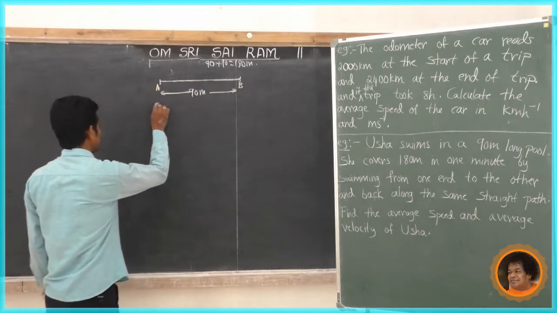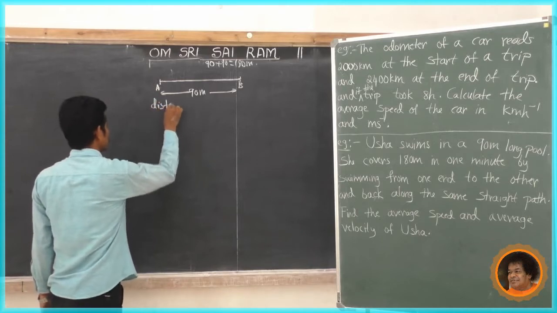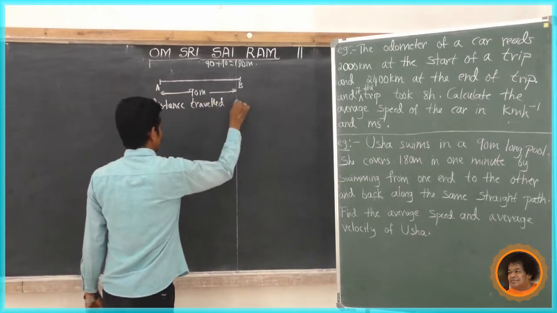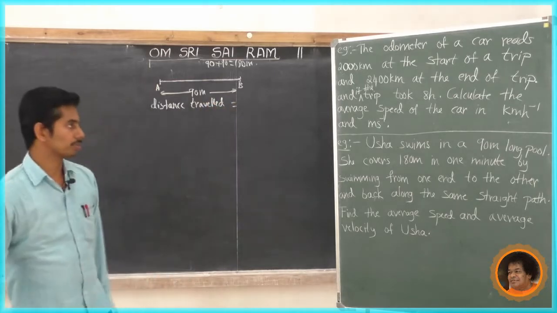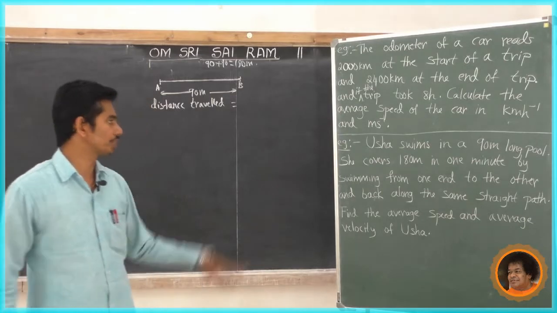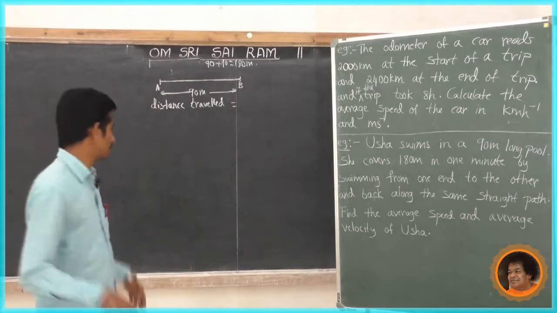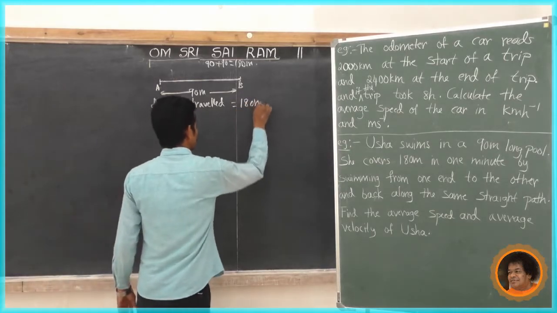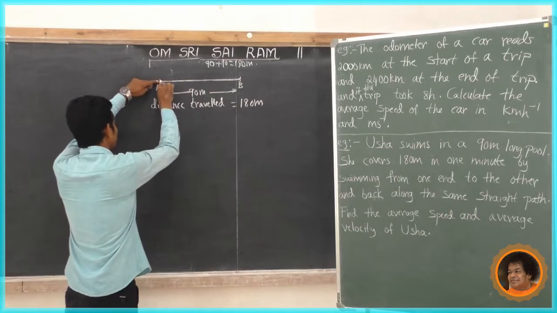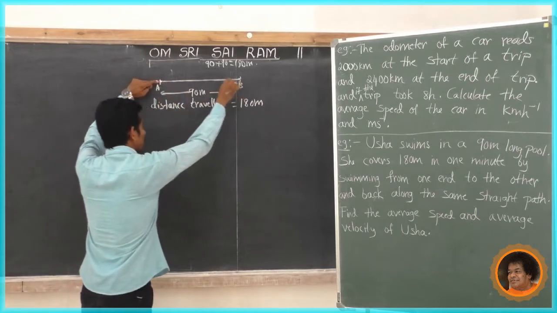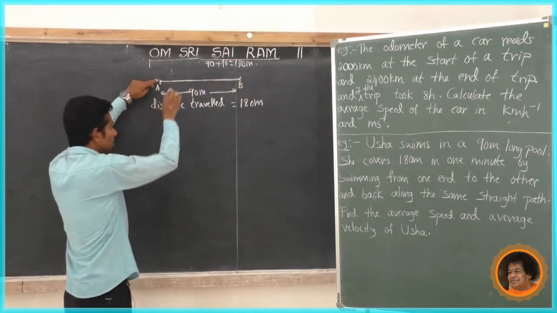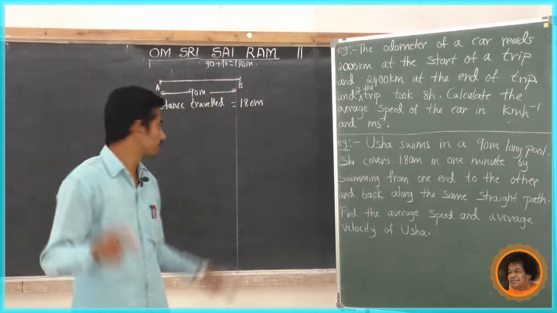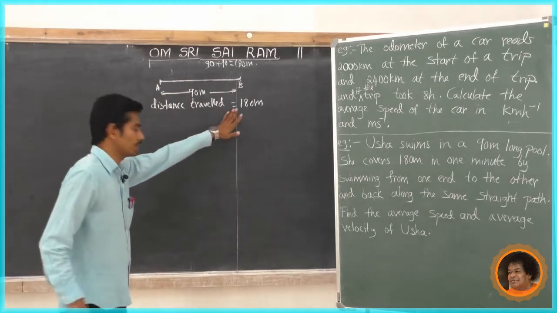First, find the distance travelled by Usha. What is the distance travelled by Usha? Usha swims in a 90 meter long pool. She covers 180 meter. The total distance covered is 180 meter. So, distance travelled is 180 meter, because she starts the swim from A, then B, comes back in the same path and reaches A. So, 90 plus 90, totally distance travelled is 180 meter.